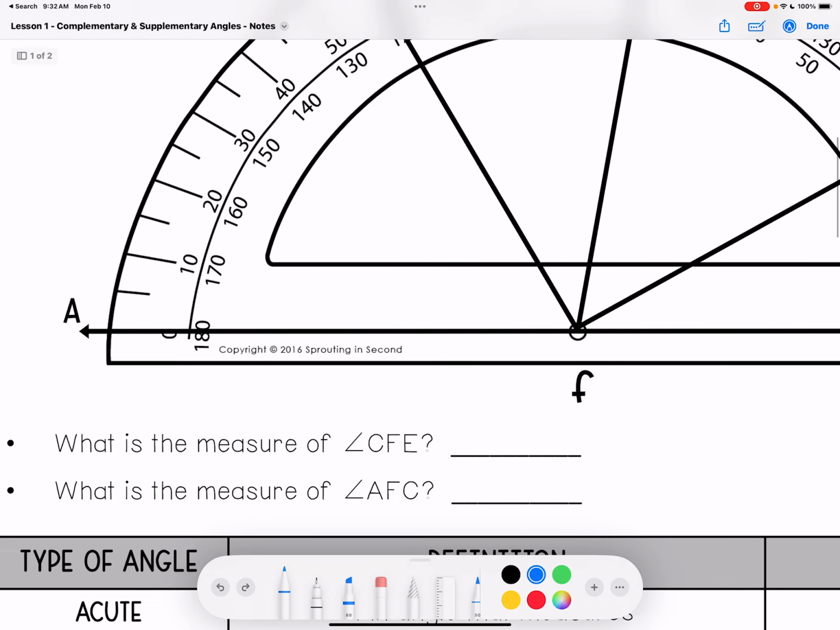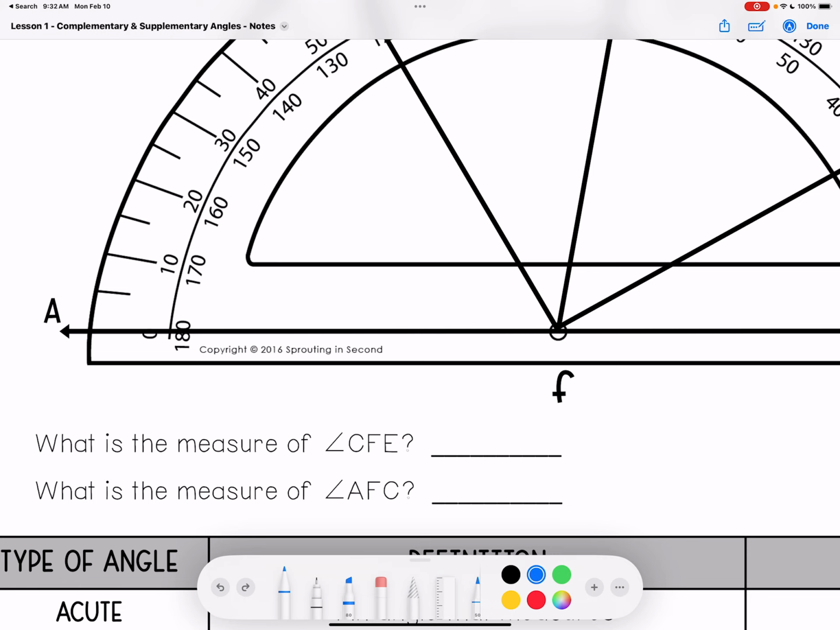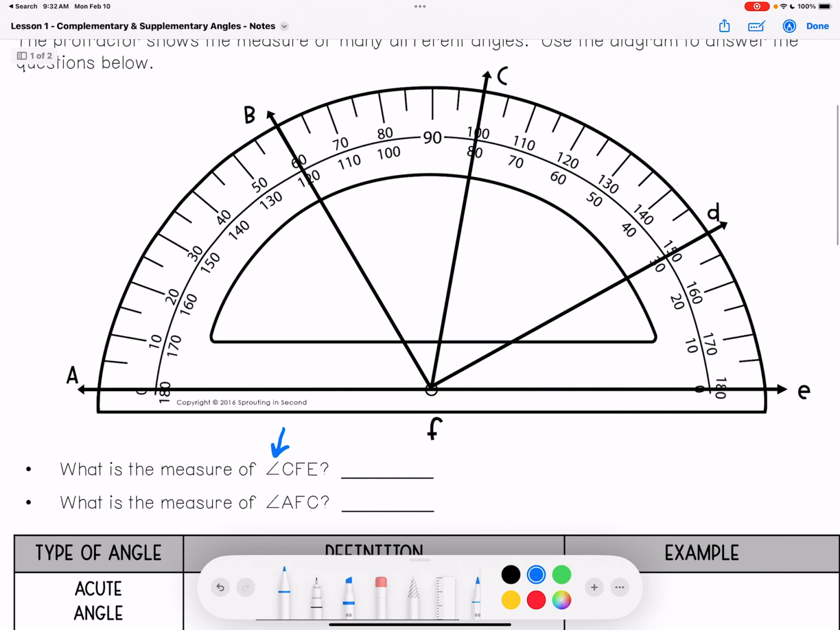The first question is, what is the measure of triangle CFE? Well, first of all, if you don't remember, this means triangle. So we're talking about a triangle, and it starts at C. So it starts right here. Then it goes to F, and then it goes to E. So we're talking about the triangle there in blue. Okay? That's the triangle they're asking. What is the measure of it?